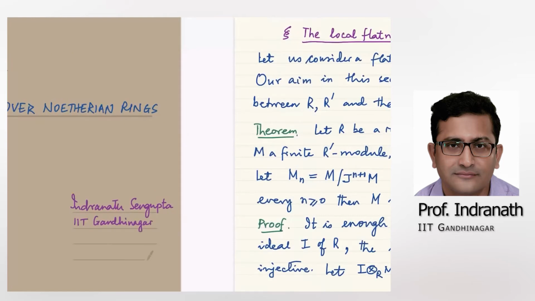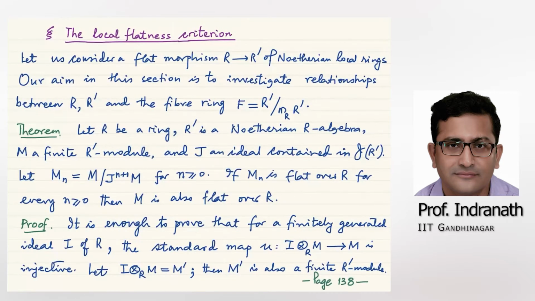Okay, so the local flatness criteria, this is how I would like to call it. And by the way, my principal reference for this part, the fiber conditions, etc., is Matsumura's Commutative Ring Theory. So I start with a flat morphism of R to R dash. I mean, they are Noetherian local rings.